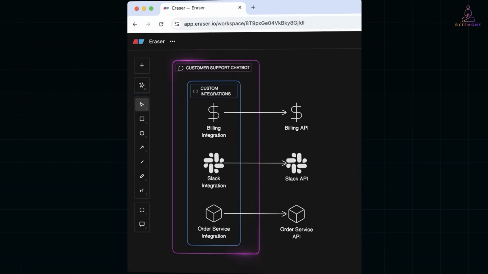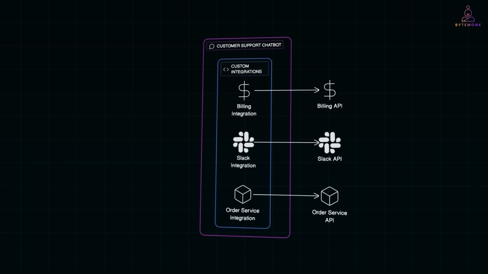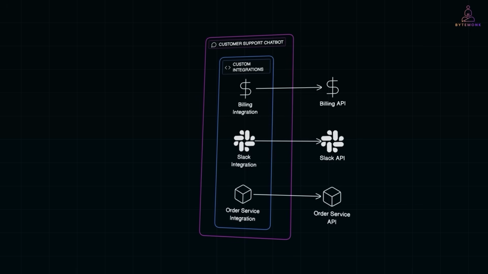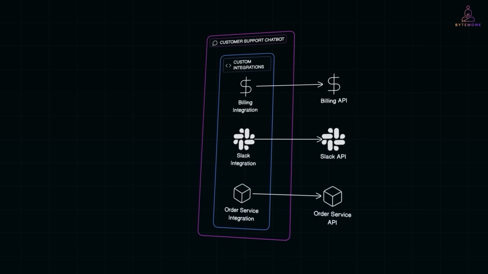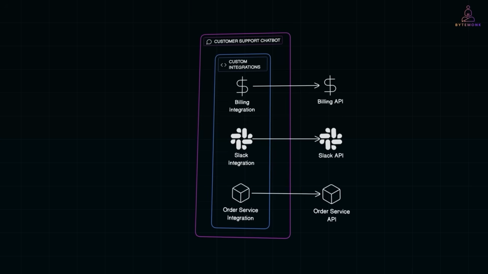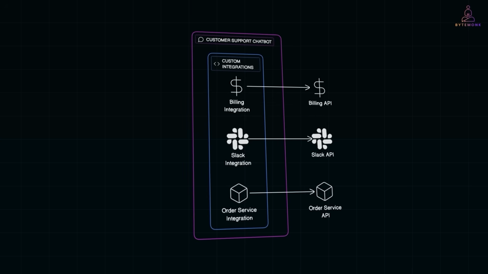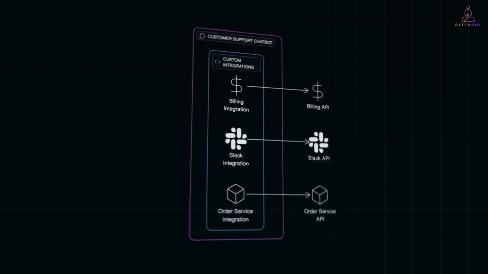Imagine you are building a customer support chatbot. It needs to fetch order details from your order service, check payment status from a billing API, and maybe send a Slack update to the support team. Without a standard way to connect these APIs, you end up writing three different custom integrations, one for each service. And here is where most teams get stuck.